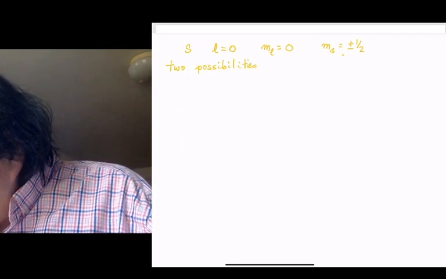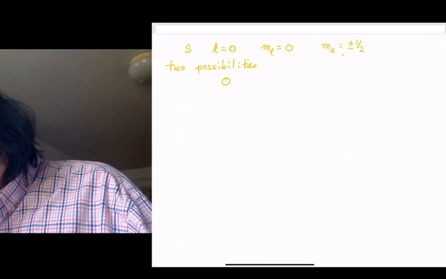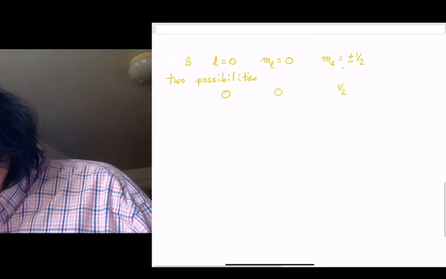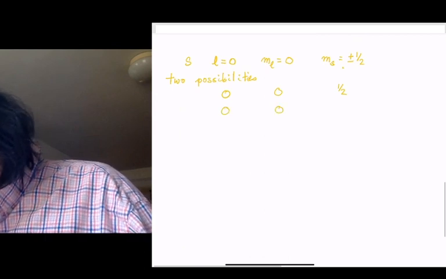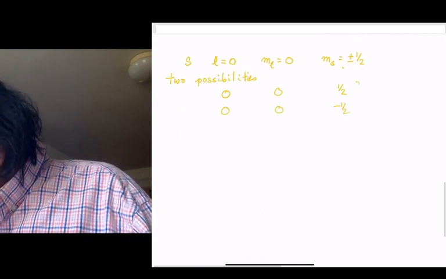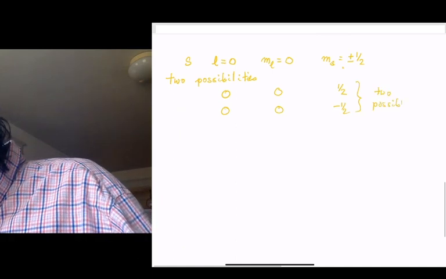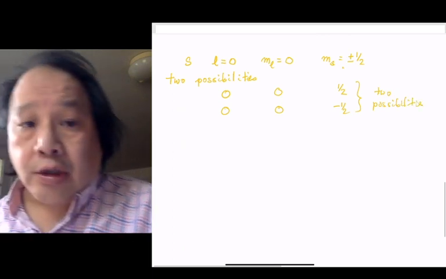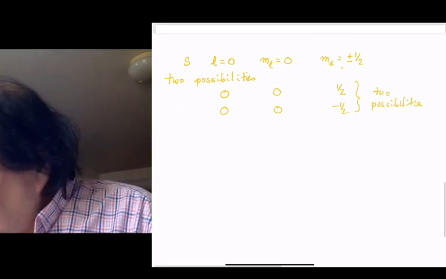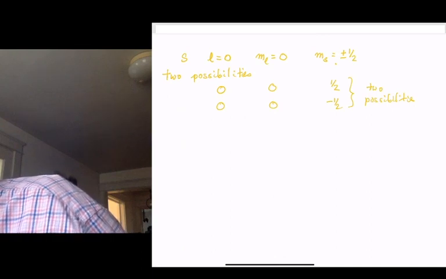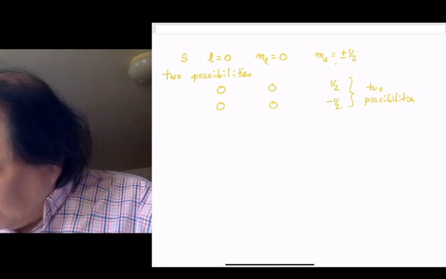L always has to be 0. ML has to be 0. MS can be 1/2 or minus 1/2. Those are the two possibilities. And remember that number, that S has two possibilities. That's a little hard to read, but there was a reason I used the color. Now we'll go on to this color here, and we're going to go on to P.